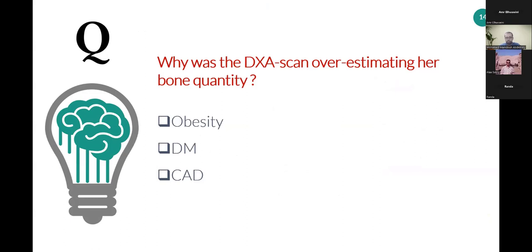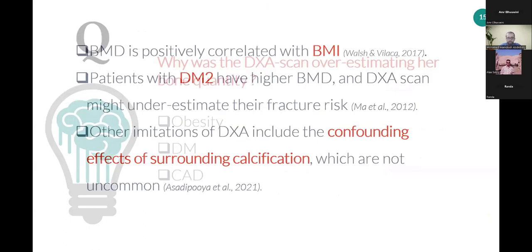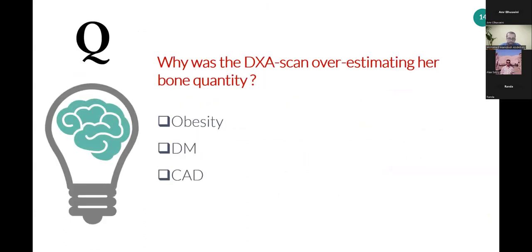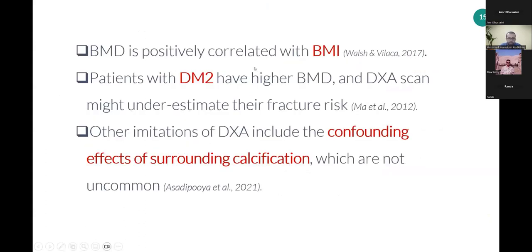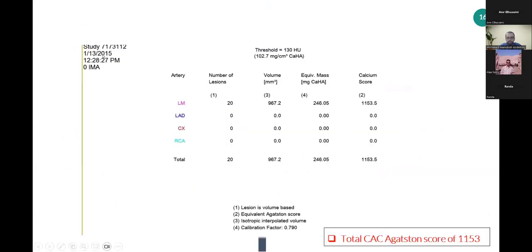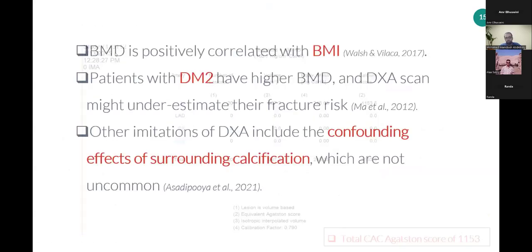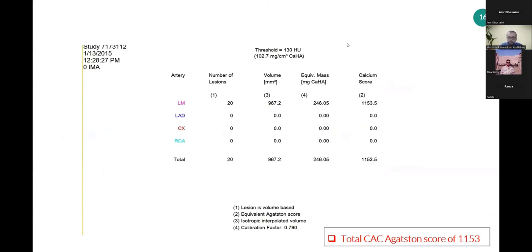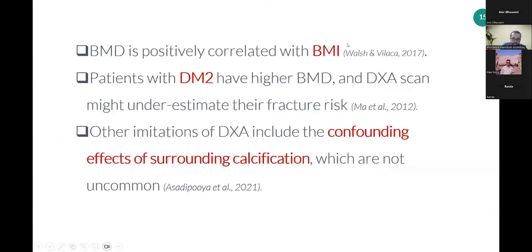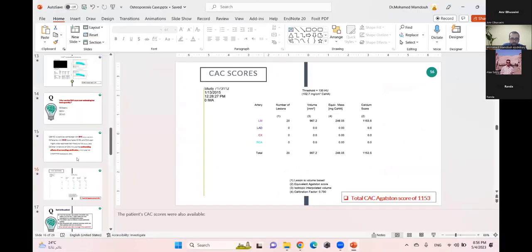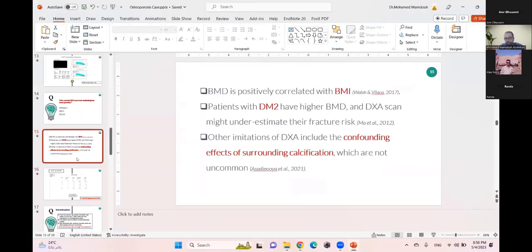So why did the DXA scan in this patient overestimate her bone quantity? Is it obesity? Is it diabetes? Is it coronary artery disease? Is it a mix of them? Could be all of them. So we know that BMD is positively correlated with BMI, so if you have a higher BMI, you can have a higher BMD. And we know that patients with diabetes have higher BMD, and the DXA scan might underestimate their fracture risk.